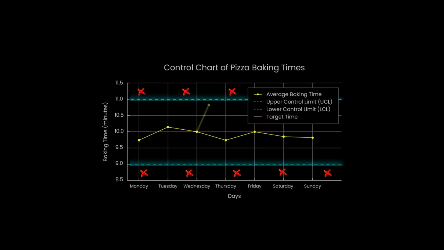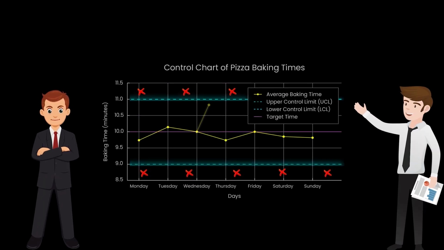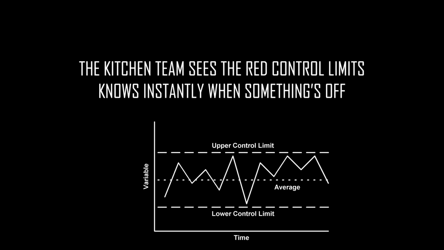3. Visual clarity for everyone. Charts speak clearly, whether you're a manager or frontline staff. In our example, the kitchen team sees the red control limits and knows instantly when something's off. No need to explain with numbers.